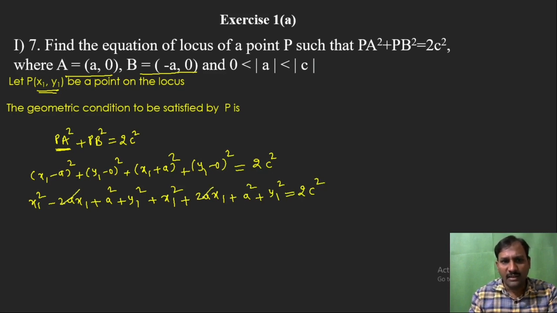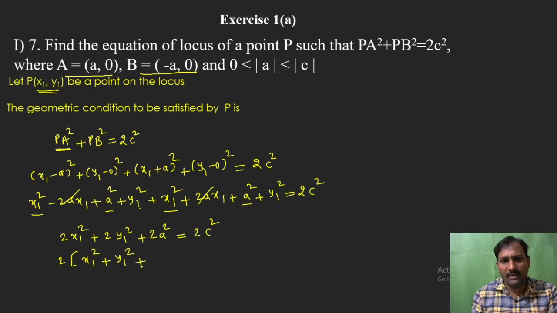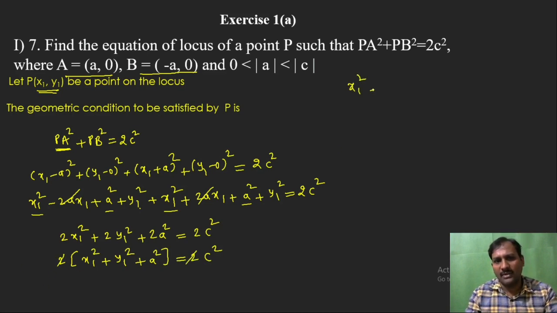Minus 2a x1 plus 2a x1 gets cancelled. x1 square plus x1 square is 2x1 square, y1 square plus y1 square is 2y1 square, a square plus a square is 2a square, equal to 2c square. So if I take 2 common on the left hand side, x1 square plus y1 square plus a square is equal to 2c square. 2 is cancelled on both sides. So what is remaining now? x1 square plus y1 square is equal to c square. Send this constant to the other side, you will get minus a square.